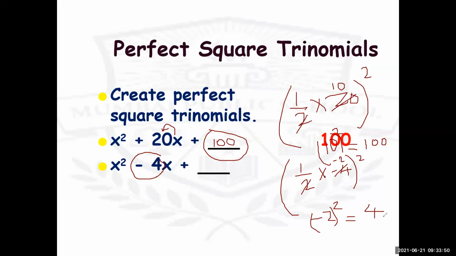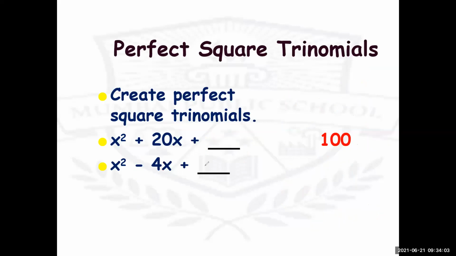You have to remember this. The square of a negative number is always positive, and the square root of a number is going to give you 2 answers. So you get 4. In place of this blank, you're going to add 4. Understood. So that becomes a perfect square trinomial.